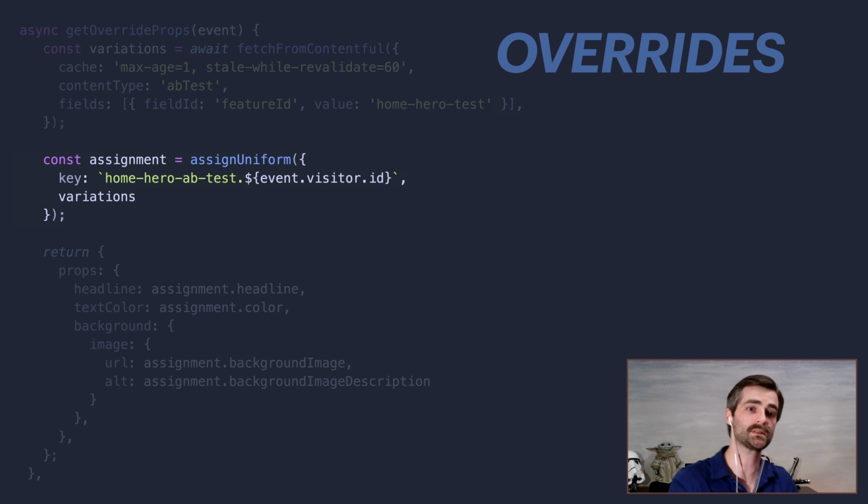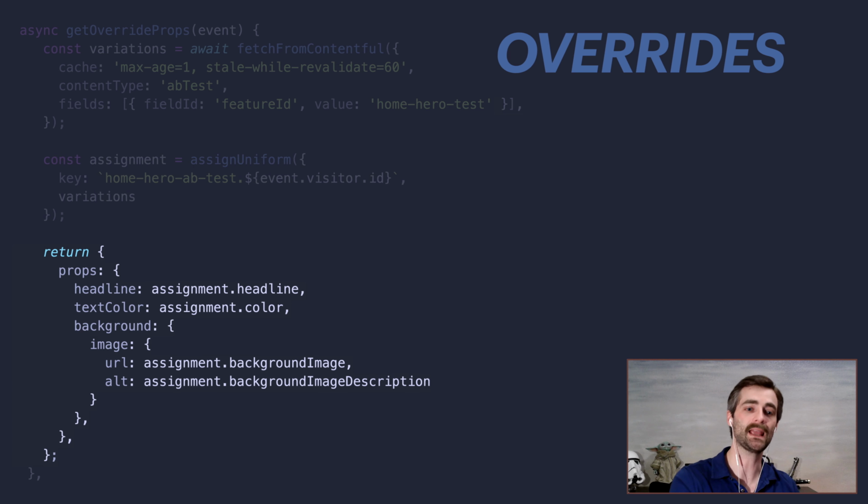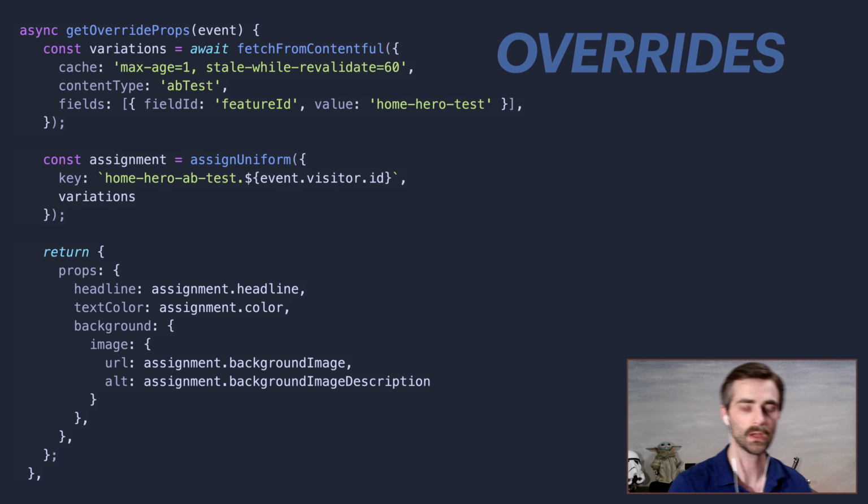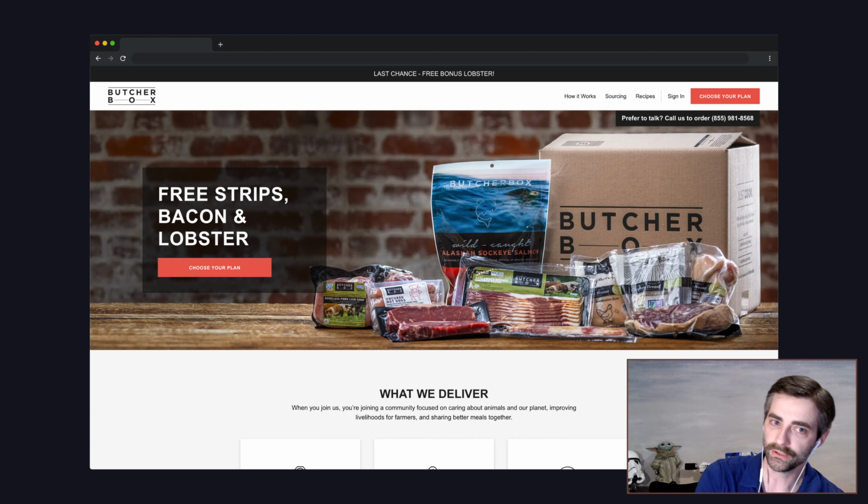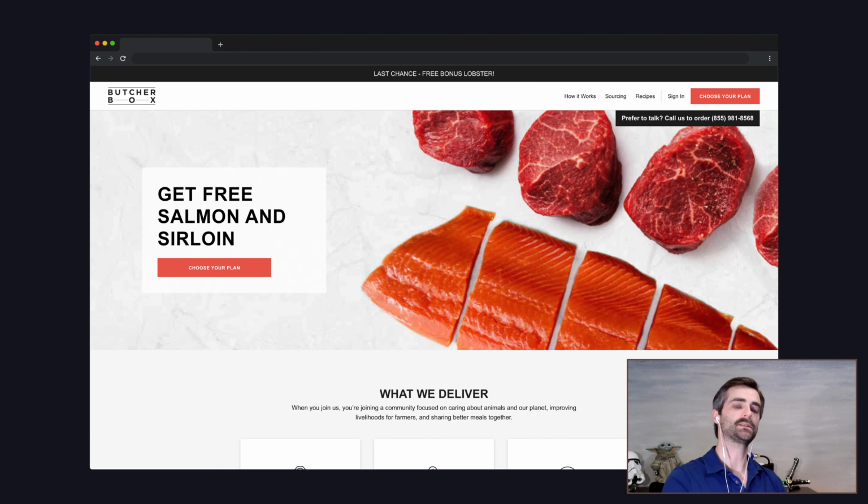Then we do a uniform assignment, which is a fancy way of saying that we consistently pick one of these at random for this particular person, this particular visitor. And then we can take that assignment and those new fields from Contentful and then map those to the new props for the hero component that we want to override. So here, headline, text color, background, all of those are getting driven by Contentful. So if we were to deploy that now we would get the correct get free salmon and sirloin override, and the call to action would be updated, etc., etc.